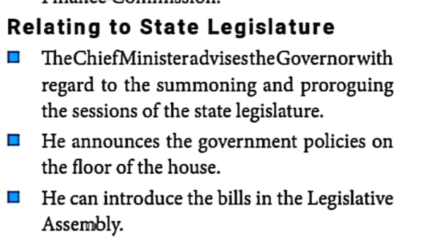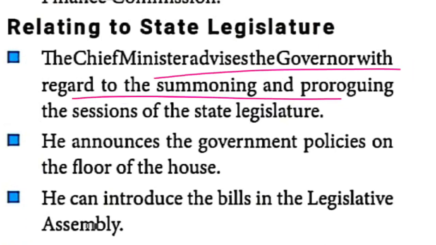Once again, relating to the state legislative assembly, what powers does the chief minister have? The chief minister can give advice to the governor regarding summoning, which means to convene, and proroguing, which means postponing, the state legislature. Who has the power? The governor only has the power, but the chief minister can give advice to the governor.